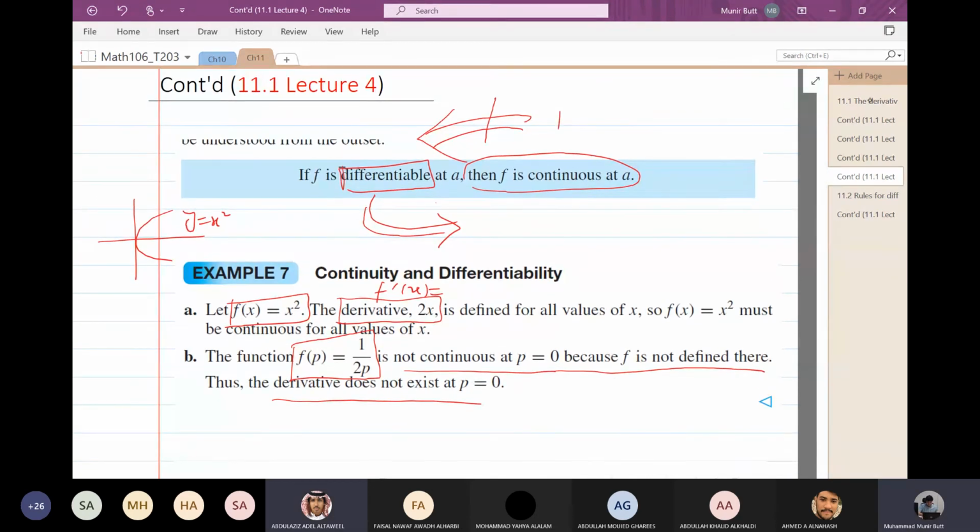Doctor, you mean if the function is differentiable, that means we can actually have the derivative for it? Yes. If a function is differentiable, then it must be continuous, but the other way around is not true in general.